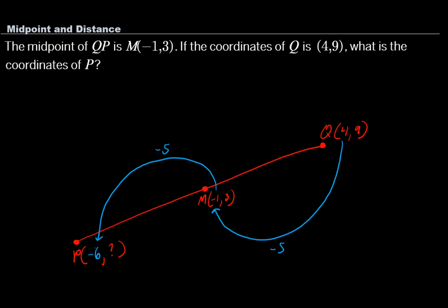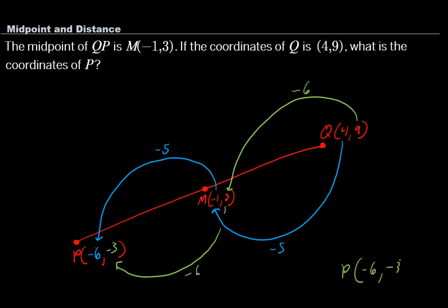Then we're going to apply that as well to the y values. How do you go from 9 to 3? You have to subtract 6. So then I'm going to do that again to get to the end. Well, what's 3 minus 6? That's -3. So the value of p, the coordinate of p, is at -6, -3.